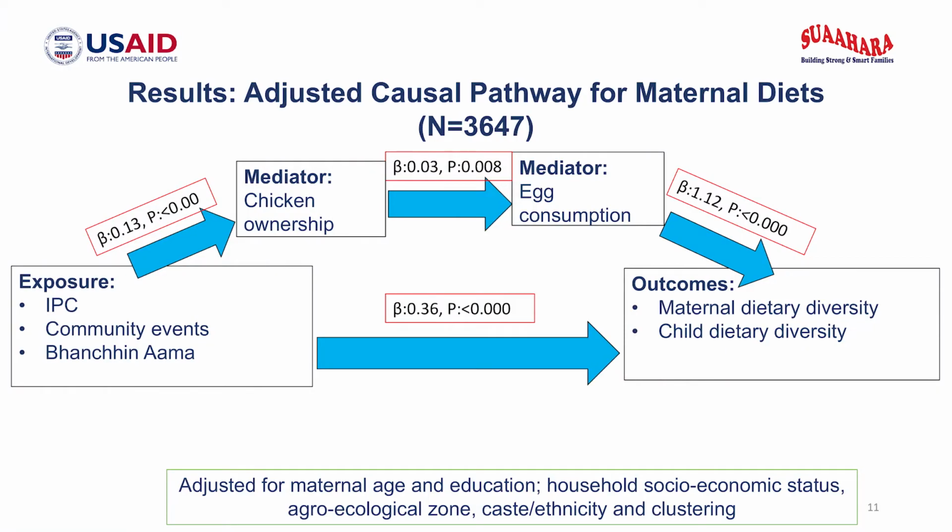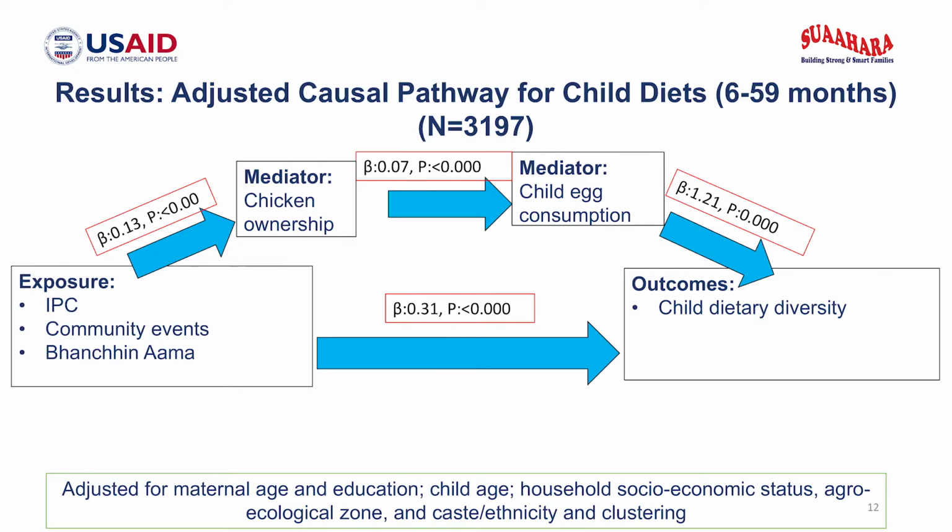And what you can see is that we also do find a pathway from exposure to these SPC components to chicken ownership through egg consumption and dietary diversity outcomes. So in this case, both the direct and the indirect pathway seem to be operational. But we're also interested in child dietary diversity. And what you will see in child dietary diversity versus maternal is that the direct pathway is a slightly smaller magnitude, whereas the indirect is a slightly higher magnitude, which requires further investigation as to why.